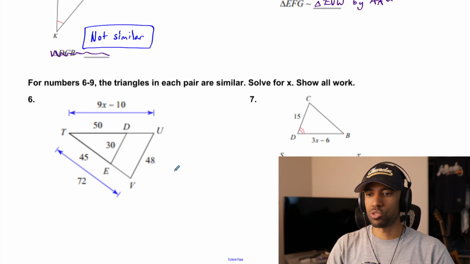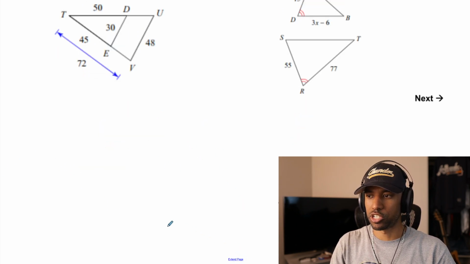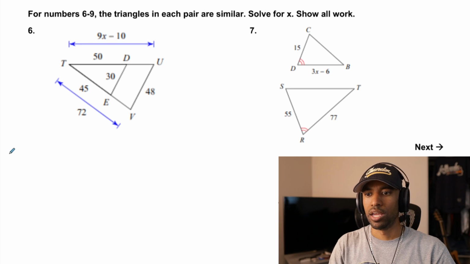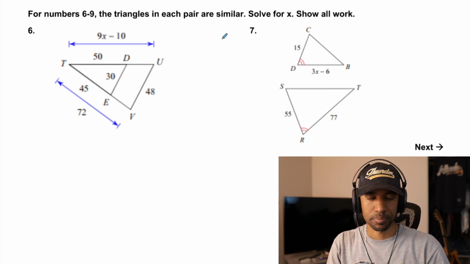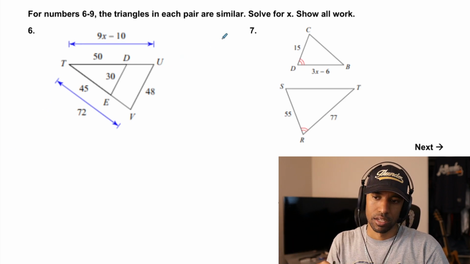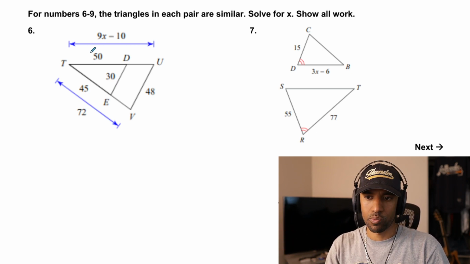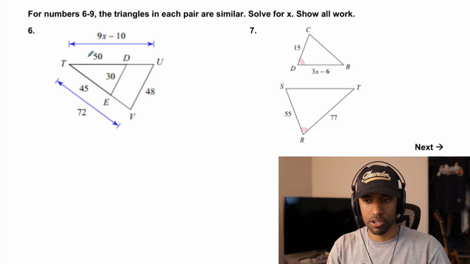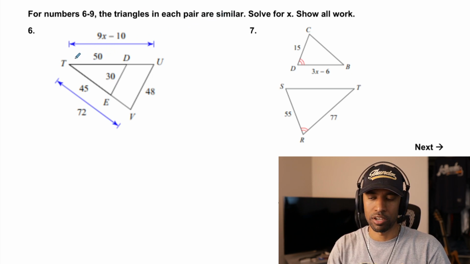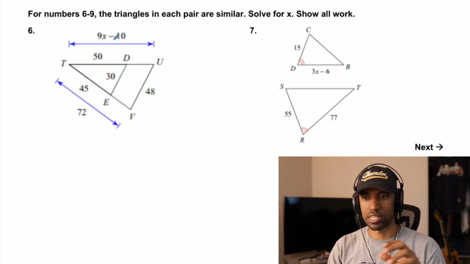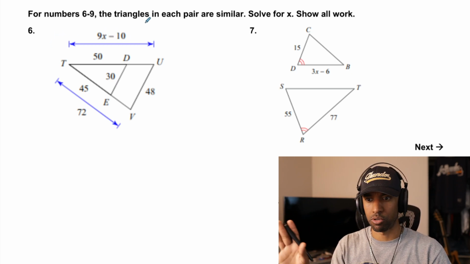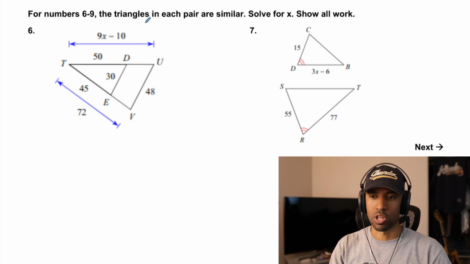All right, for number 6 through 9, the triangles in each pair are similar. Solve for x, show all work. Now, in this case here, well, you can work with triangle things in any sort of way that you want. They do tell you that they are similar, so we can use that luxury of working any proportions that'll help us solve for x. And you have a multitude of options to choose from as long as you work with corresponding parts.